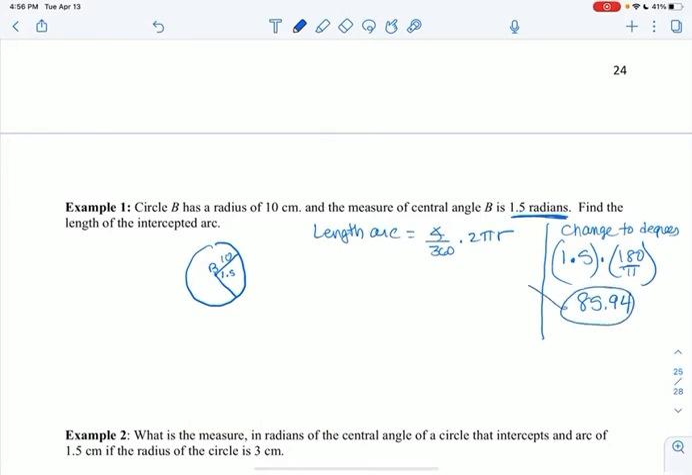I'm going to put it up here. So I have 85.94 over 360 times 2 times pi times 10. That is my arc length. I'm going to do that in my calculator: 85.94 divided by 360 times 2 times pi times 10. And that gives me 15 centimeters.